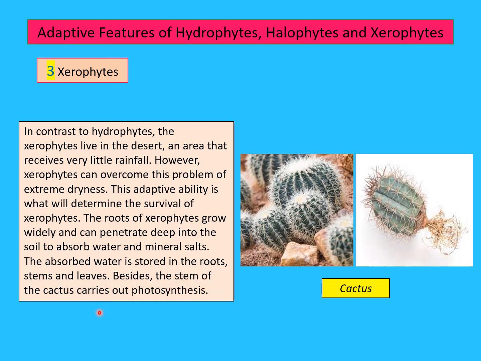Besides, the stem of the cactus carries out photosynthesis, because the leaf of the cactus is modified into the stem. Okay, so the stem can carry out the process of photosynthesis. Okay, this is the root of the cactus.